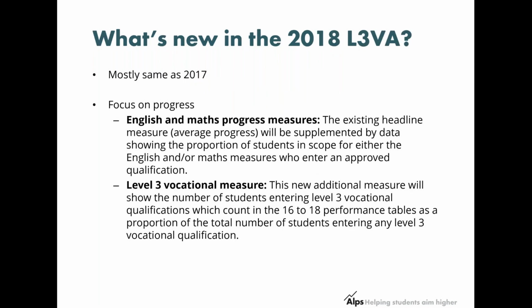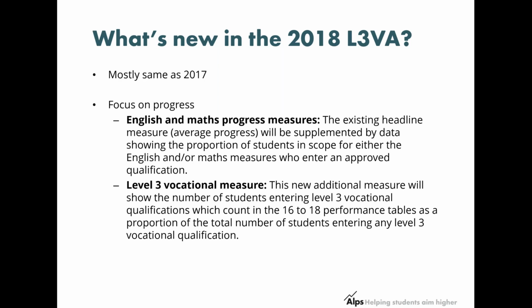Having said all that, mostly it's the same as last year. There is an English and Maths progress measure. I'm mentioning that because that's not part of Alps at this point in time. It looks at how many of your students have got a level 2 pass in English and in Maths from their Key Stage 4 curriculum. If they have not got that, then you as a provider should be making sure that they're working towards that level 2 pass.